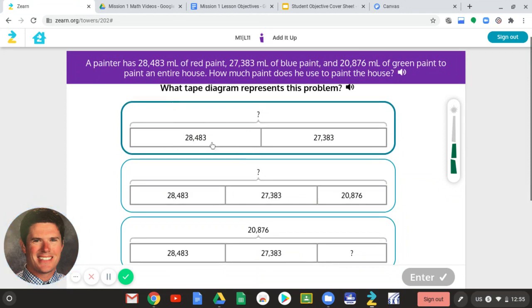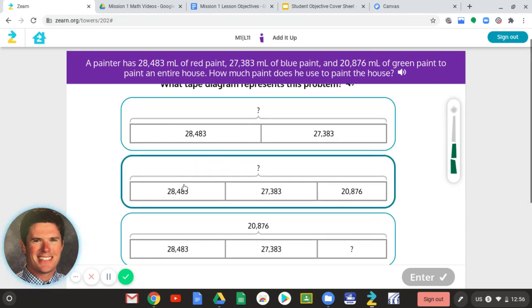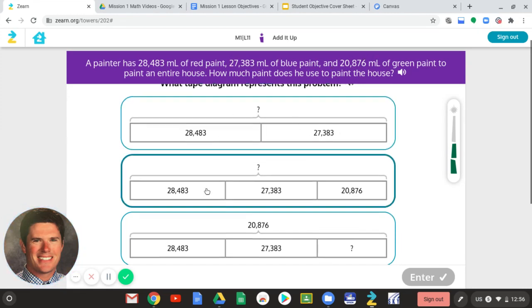So in this case, we have these 3 numbers, and we don't know the total because that's what we're trying to find. How much paint does he use to paint the house? So what's their total? So which one of those has all 3 numbers represented in the tape diagram where we're trying to find the total? Well, if I look, it's not this one because we're missing a number. There's only 2 numbers represented here, where we had 3 up here.